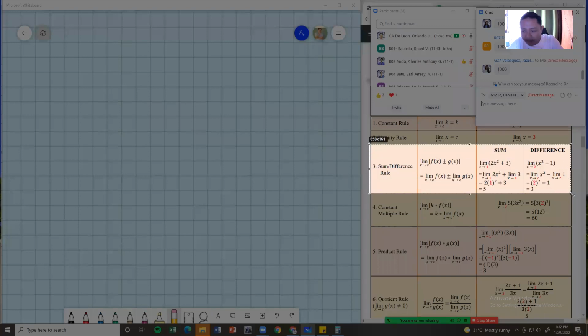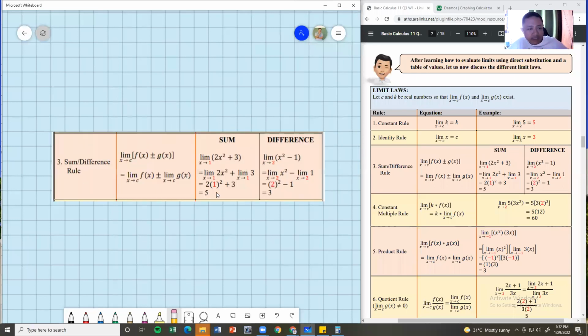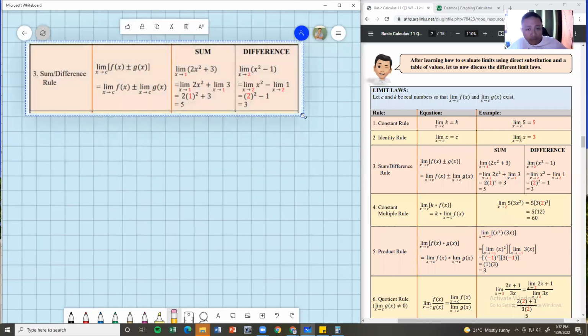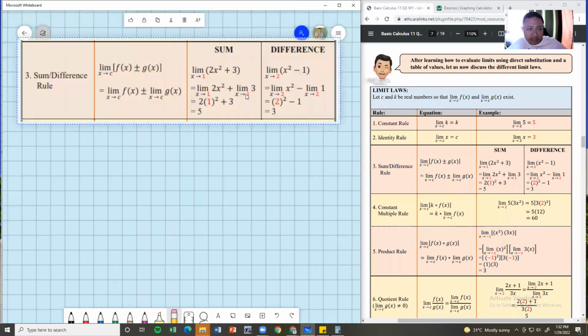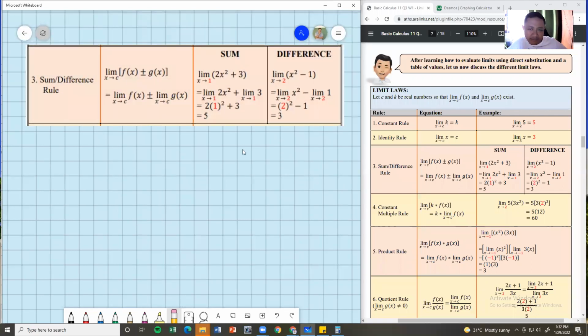This may look complicated, but actually, it's just very easy. The third rule is the sum and difference rule. Don't worry, this may seem complicated, but this is just very easy. When we are confronted with the sum and difference rule, of course, when you have addition or subtraction between your functions, then we will just do this process. You will just separate them and do the substitution. And actually, we did this already a while ago.